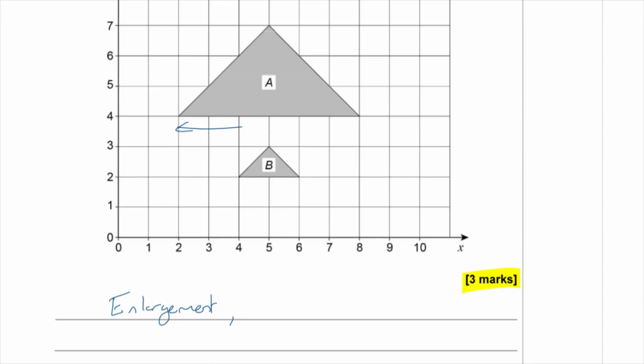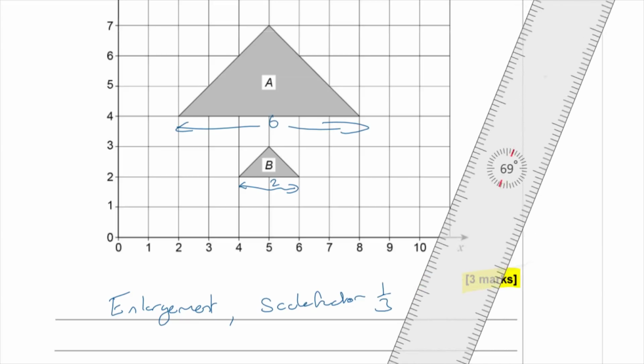So if you look from here to here, it's 1, 2, 3, 4, 5, 6 squares, whereas this one is 2. So the scale factor then is going to be 2 divided by 6, or a third. So scale factor 1/3. And center of enlargement you can find using ray lines if it's not obvious.